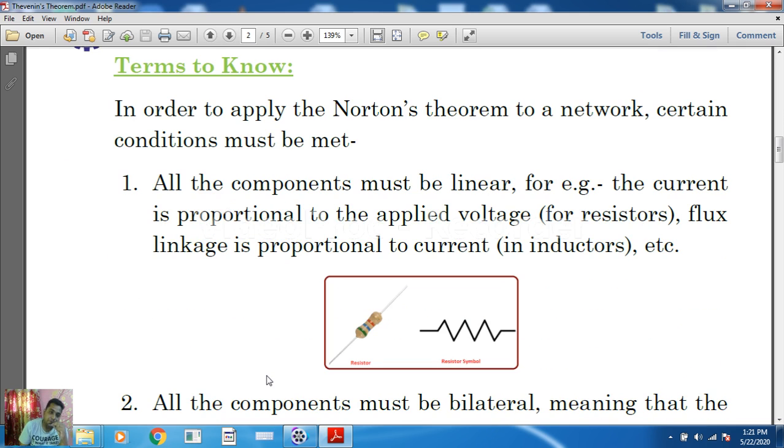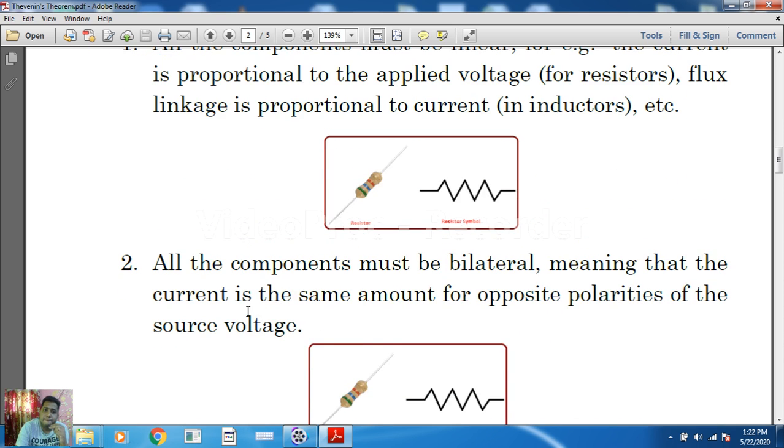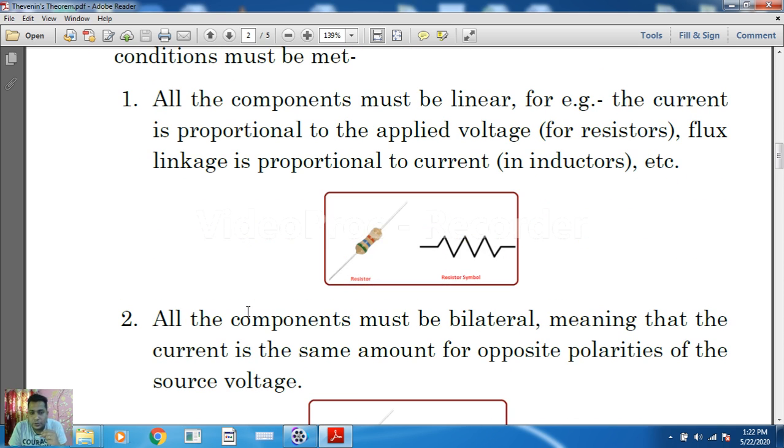Terms to know, which we have already done in superposition theorems also. What we can see over here, the first point is that the components in the circuit must be linear, correct? Linear we have already discussed. Here, on the left hand side I have taken the original view of a resistor, and on the right hand side I have taken the symbolic representation of a resistor.